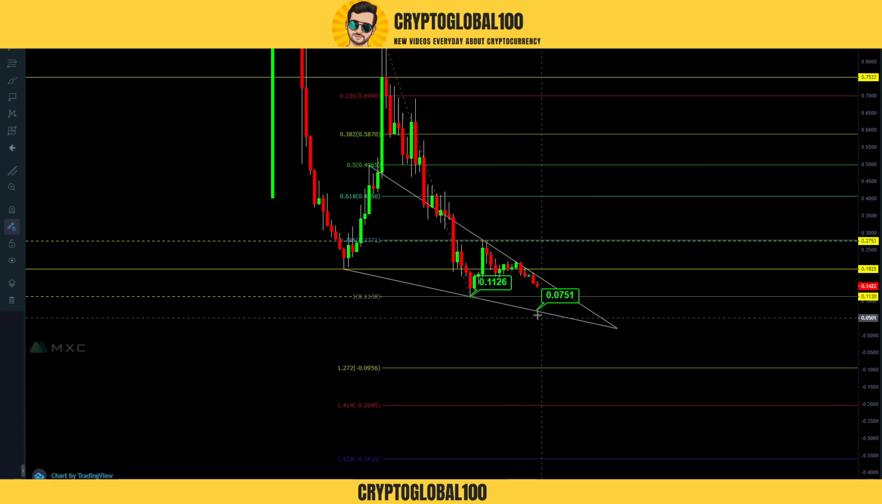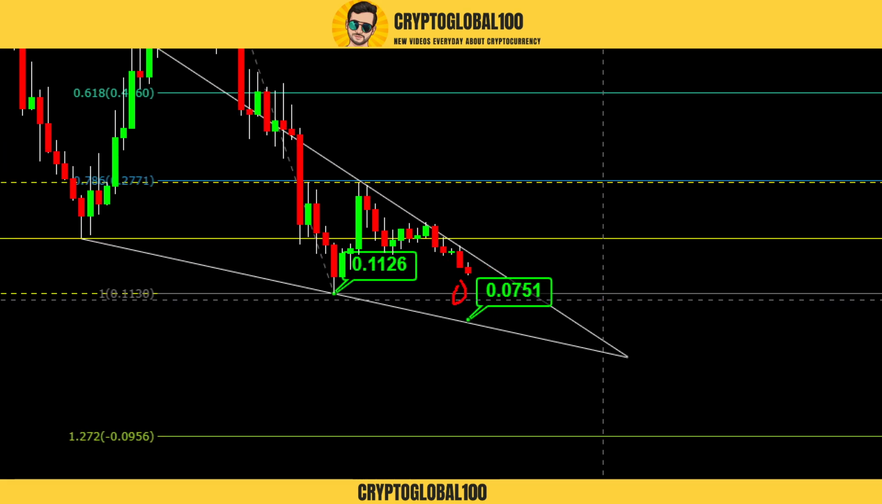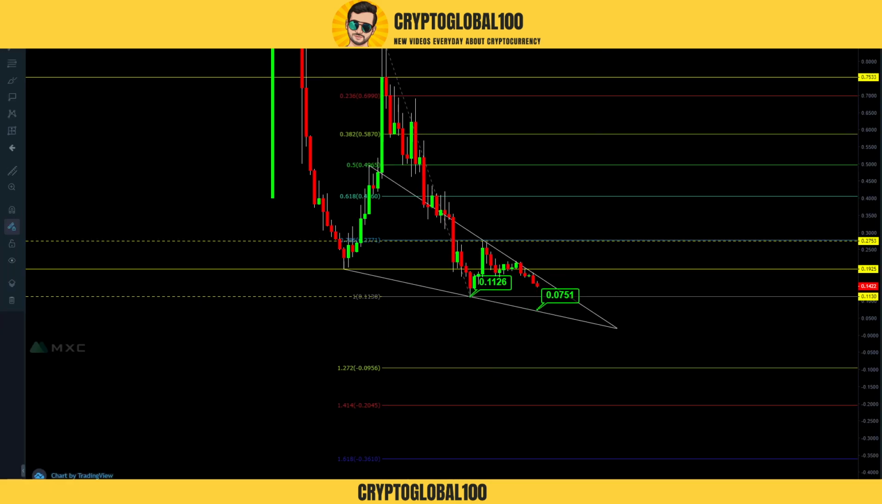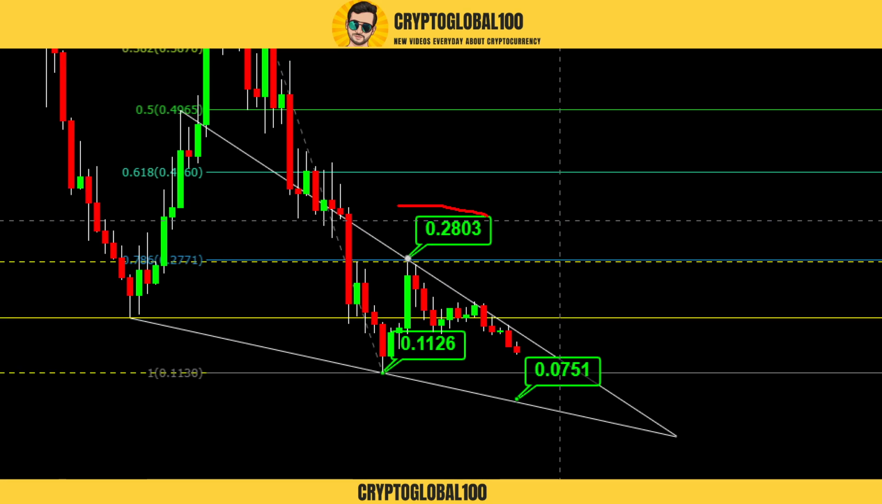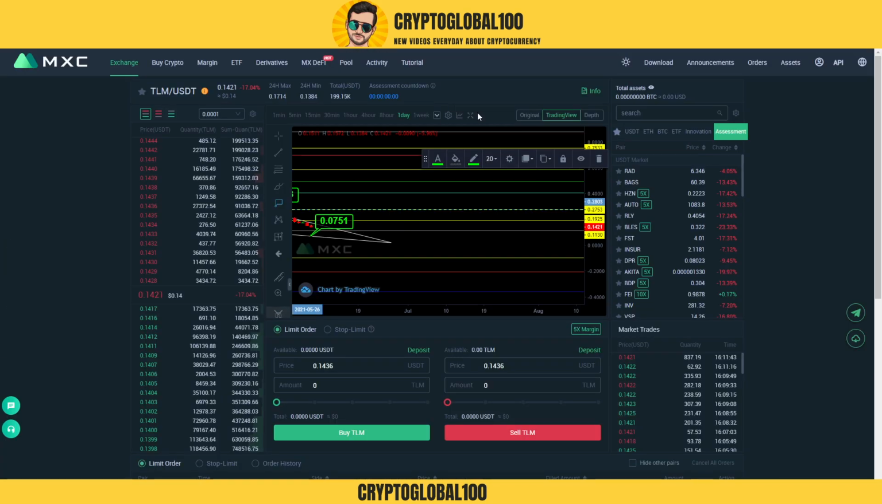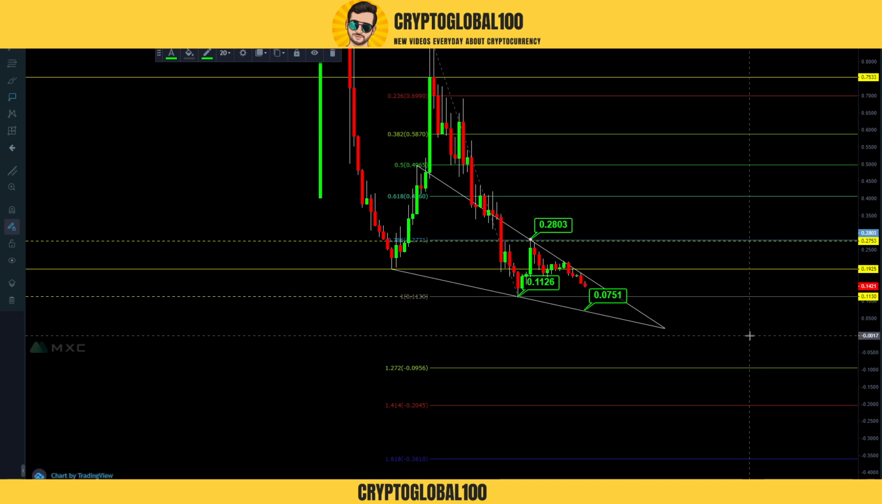The reversal sign can only take place if we get a rejection from this area and the price goes up and breaks the previous swing high here. Then we see some consolidation at this area, and then another level we need to break above, which is very important. For now, this is the area which we have to break, otherwise we are not going in the upward direction. If the 0.2829, 0.3 level gets broken, then surely the price is going to move in the upward direction. So right now the price is in the downward direction.